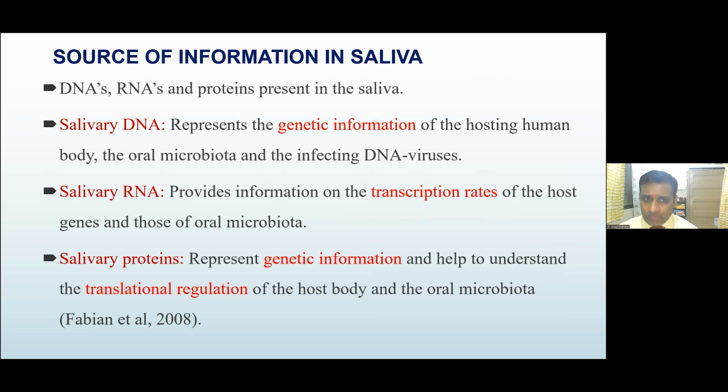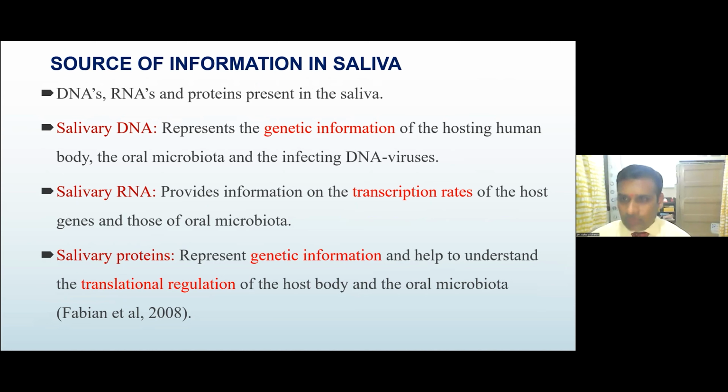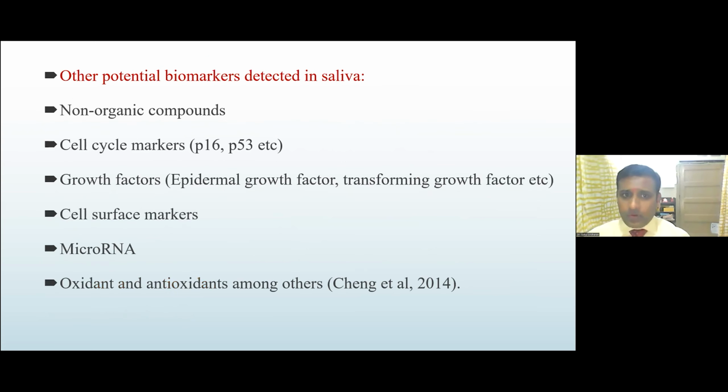Now, what does saliva actually provide us? The sources of information found in saliva are mainly derived from DNA, RNA, and proteins. The salivary DNA represents the genetic information of the host, the microbiota, as well as the infecting viruses. The RNA provides information on the transcription rates of the various host genes as well as those of the oral microbiome. Protein of the saliva represents the genetic information and helps to understand the translational regulations of the host body and the oral microbiota. In addition to these, saliva may also have other compounds such as non-organic compounds, cell cycle markers, various growth factors, cell surface markers, microRNAs, as well as oxidants and antioxidants.